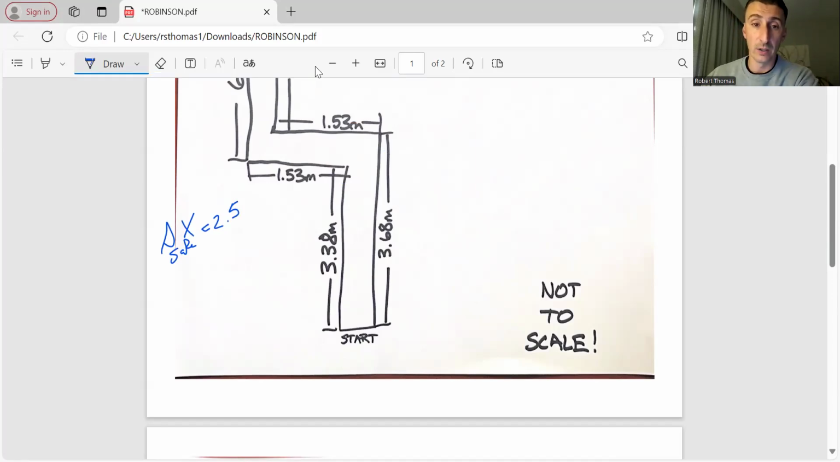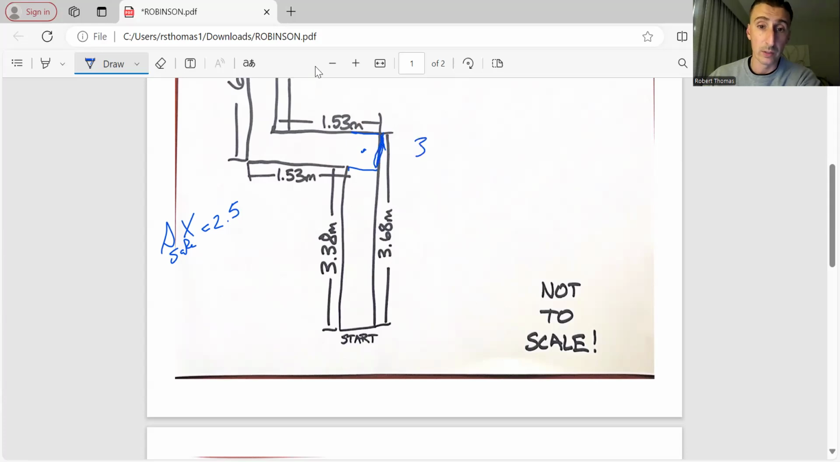All right, so let's figure out how far it is to here. We're aiming right for the middle. So I know it's 3.38 meters to here, and I know it's 3.68 meters to here. So if I can find the width of this gap, that's going to help me.